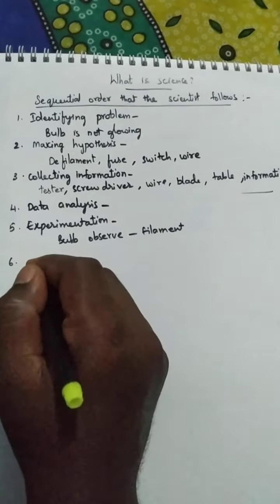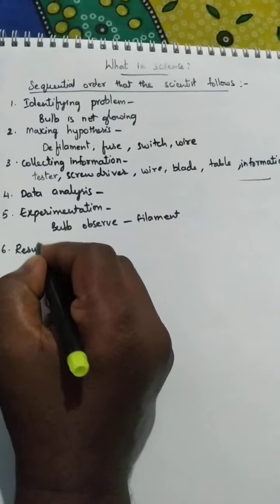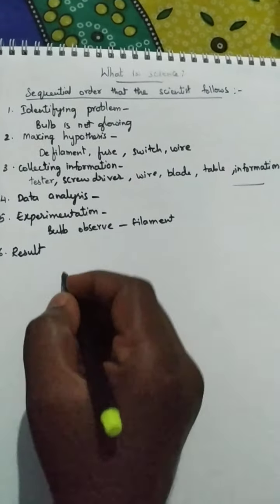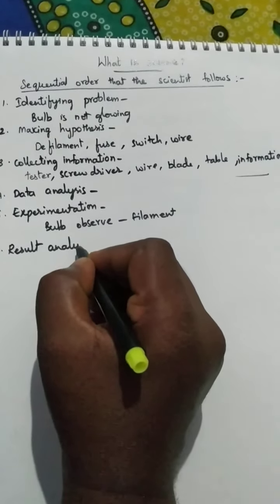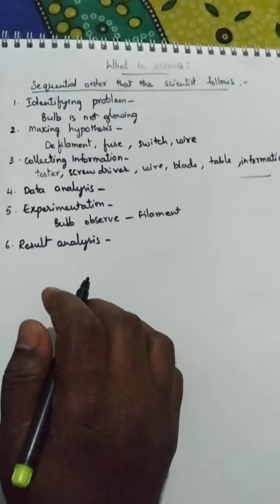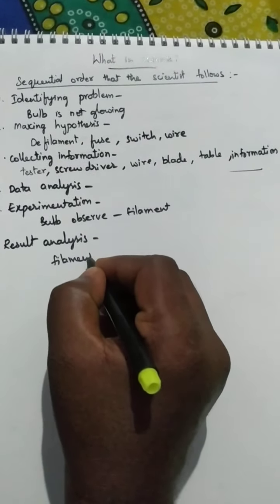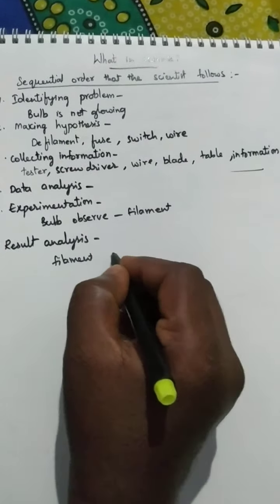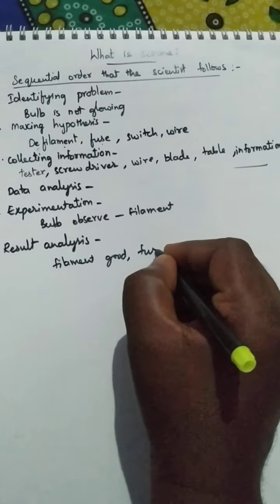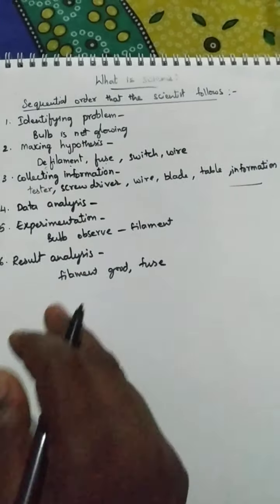So after that, result analysis. In this result analysis, in the bulb the filament is normal, the filament is good, there is no problem with the filament. So what is the next point? The filament is good, so you have to observe the fuse. So you have to start observing the fuse. That is called result analysis.